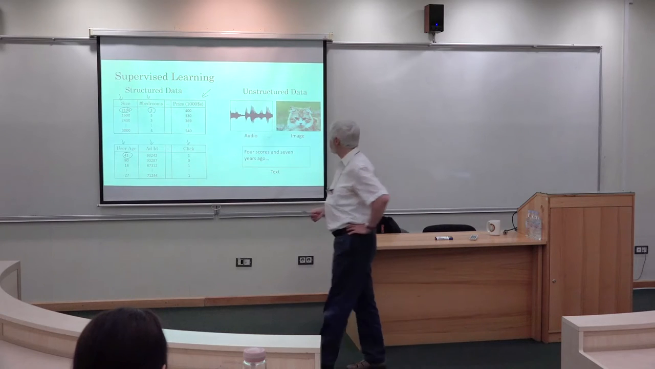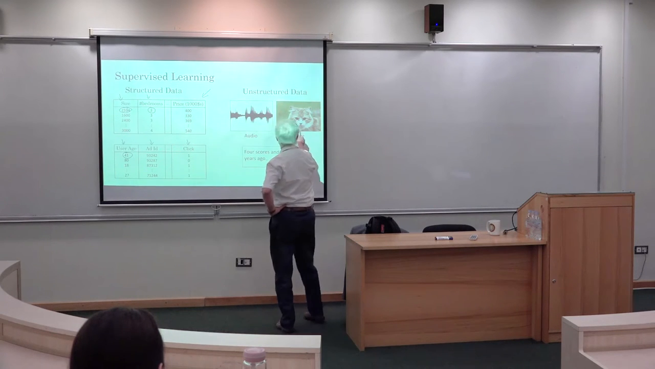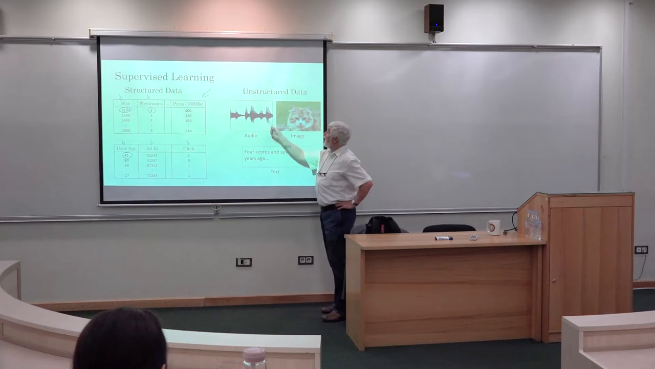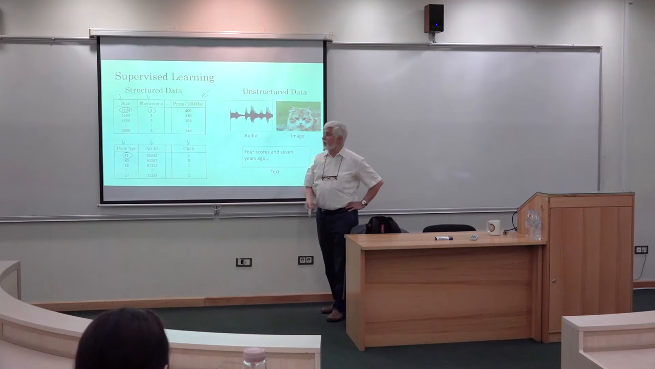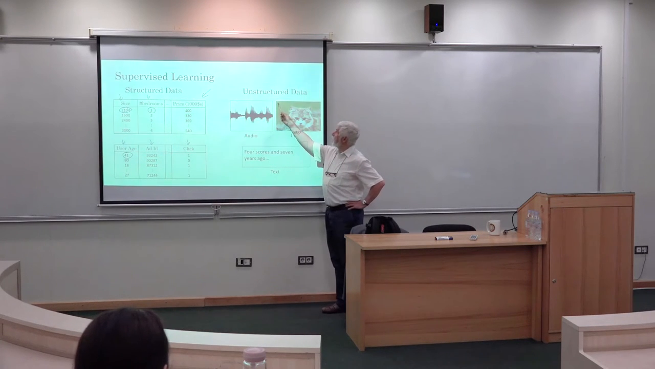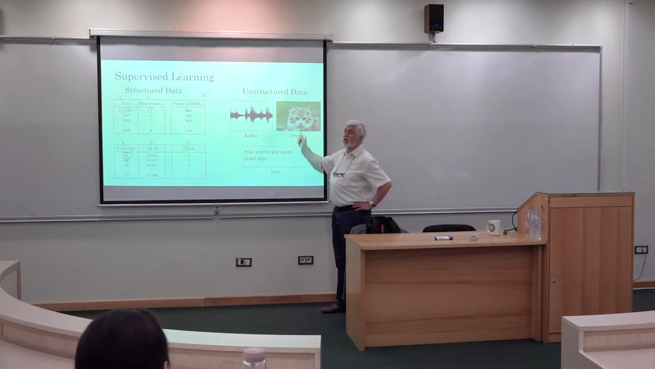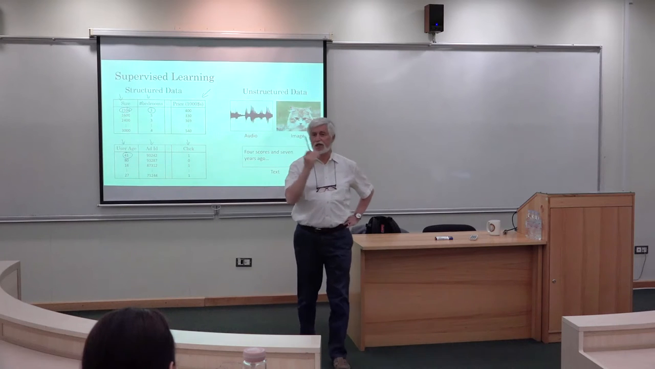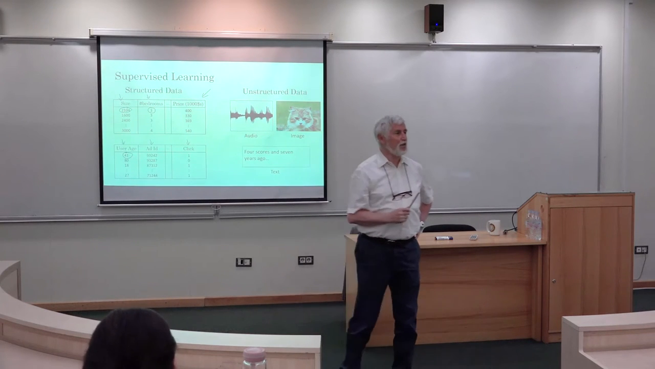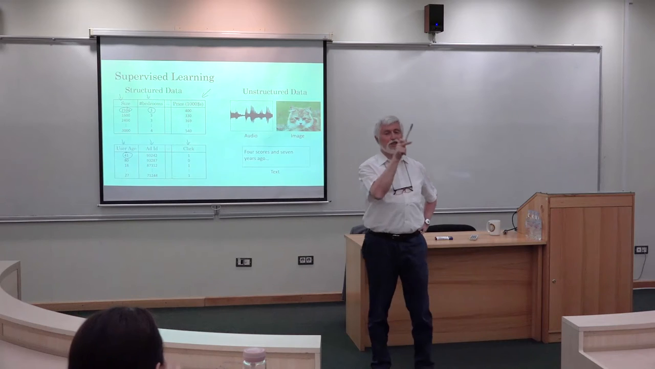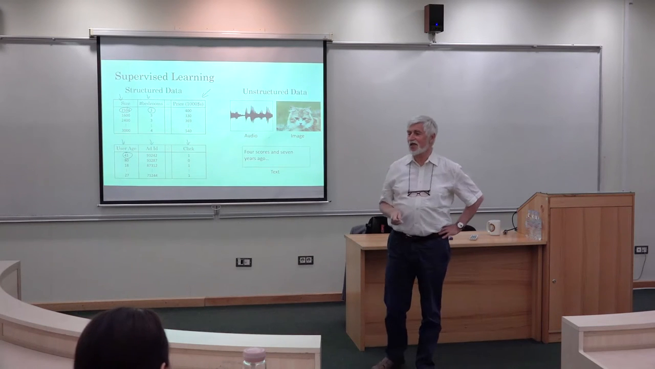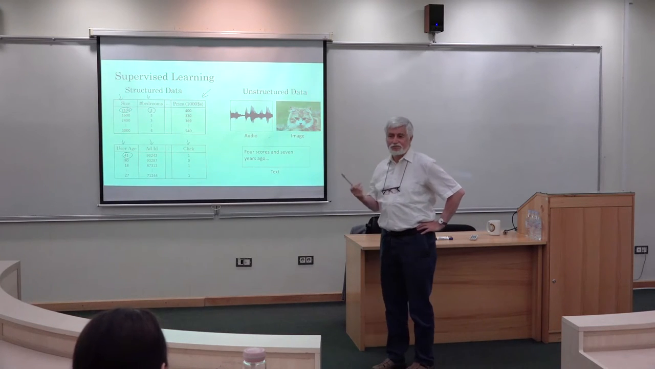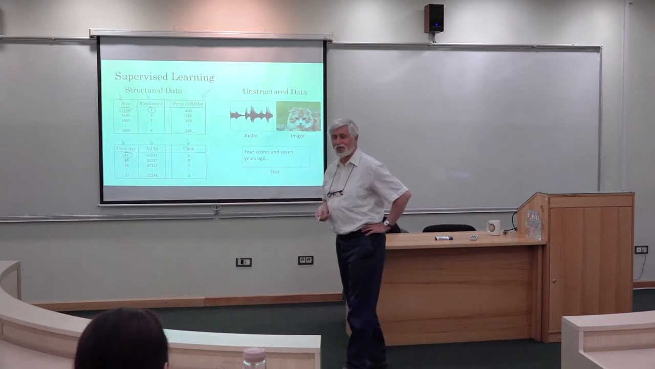In the case of audio and image, the data are unstructured, because in the case of the image, we are using the pixels as data. And one pixel doesn't have a special meaning. We cannot say this pixel is just for the eyes, or this pixel is just for the tail, because we don't know what is in the picture.